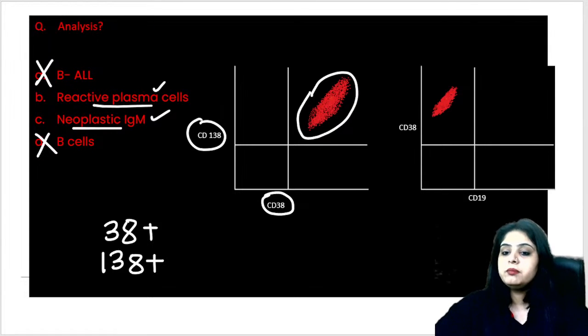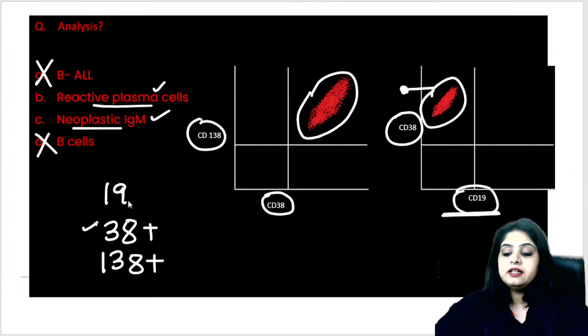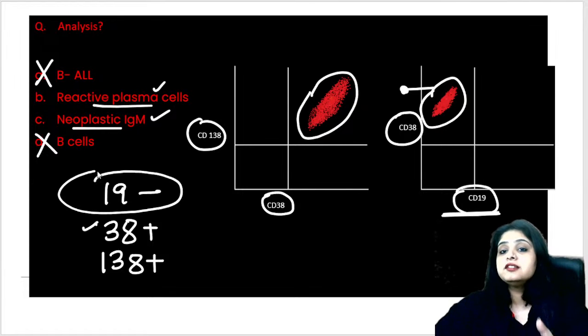The next one is showing me CD19 and CD38. Yes, this will tell me where the cells are present. Here it is present, so 38 is positive, but 19 has come out to be negative. He has forgotten his parents. He has forgotten his parents means he is a bad child. Bad child means the child with cancer.